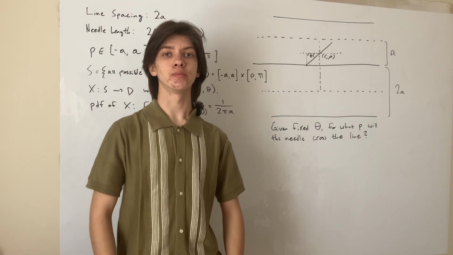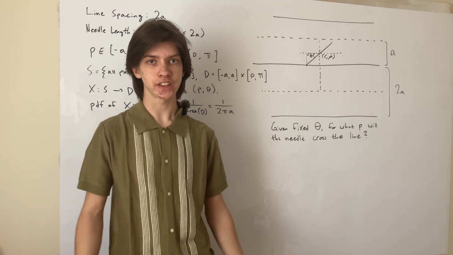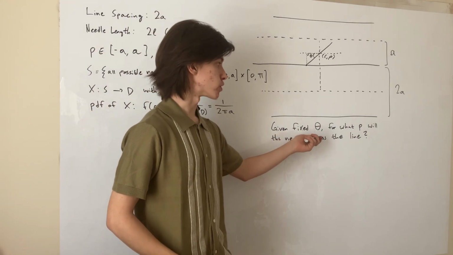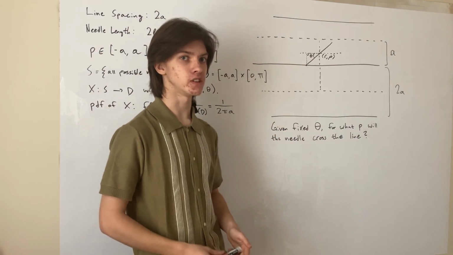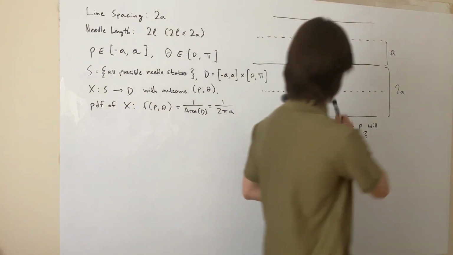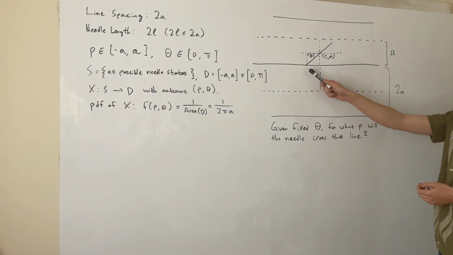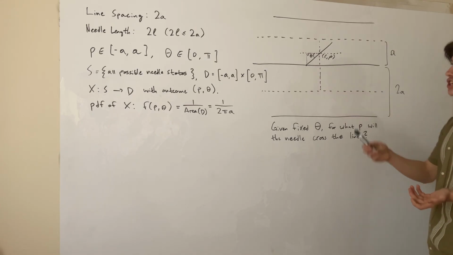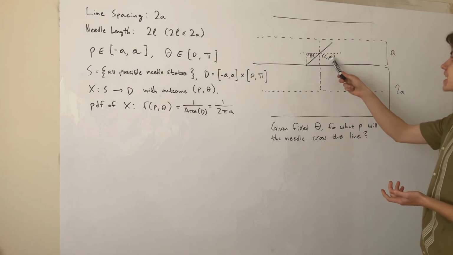Now to compute the probability of our desired event, that the needle crosses a line, we need to ask, given a fixed theta, for what p will the needle cross the line? And this is actually very simple to answer. Take a look at this picture right here of a needle that crosses the line once at one point. And it has some angle theta, which is known to us, it's fixed, and we want to find this value of p.